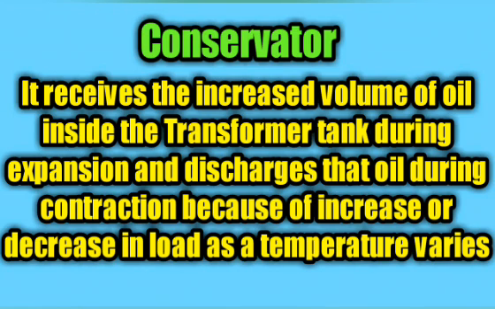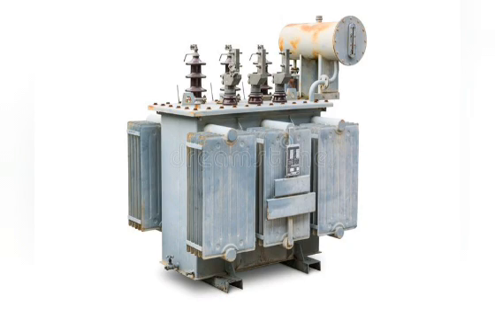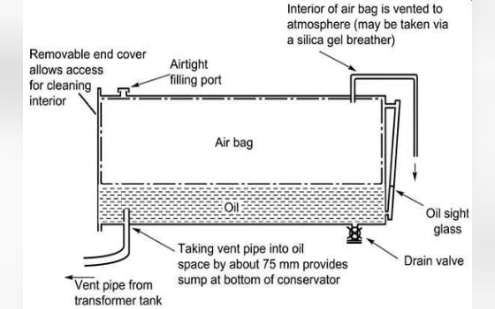The function of conservator. It receives the increased volume of oil inside the transformer tank during expansion and discharges that oil during contraction because of increase or decrease in load as the temperature varies. A conservator is an airtight metallic cylindrical drum placed above the tank, connected with it by a pipe through a relay. It is partially filled with oil.